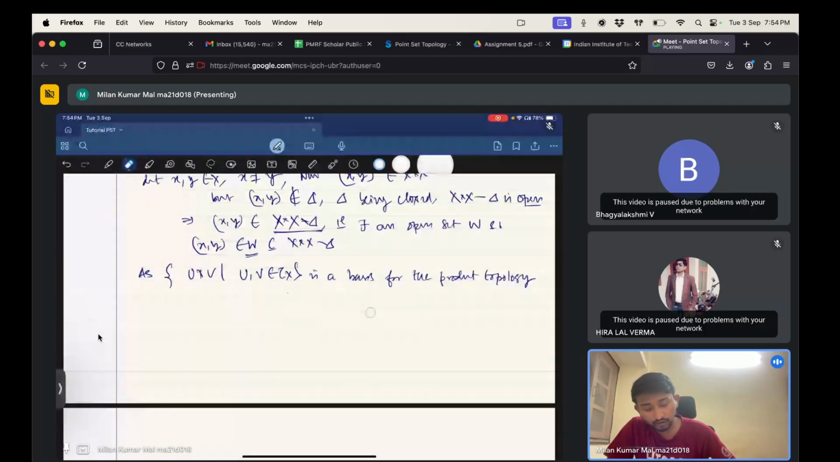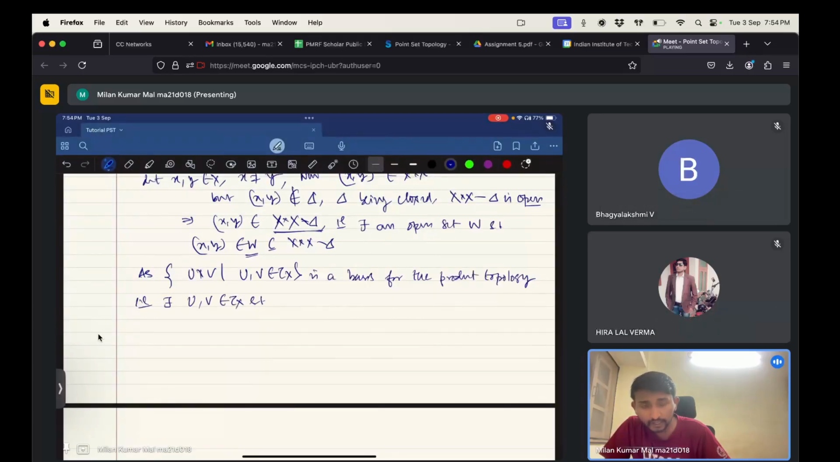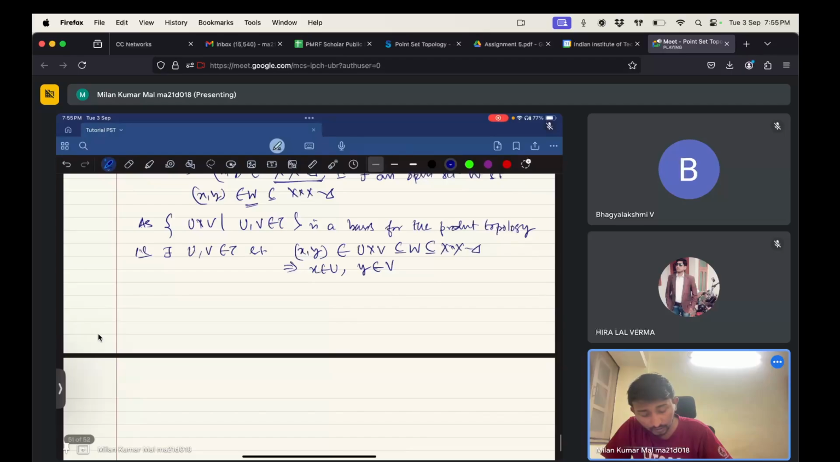So using that one, there exist U and V in tau X, that is, open in tau X, such that U cross V (this is the same topology, so we don't need to write tau X) satisfies: (x, y) is sitting inside U cross V, which is sitting inside W, which is sitting inside X cross X minus delta. That at least says that x is contained in U and y is contained in V, but U intersection V is empty.